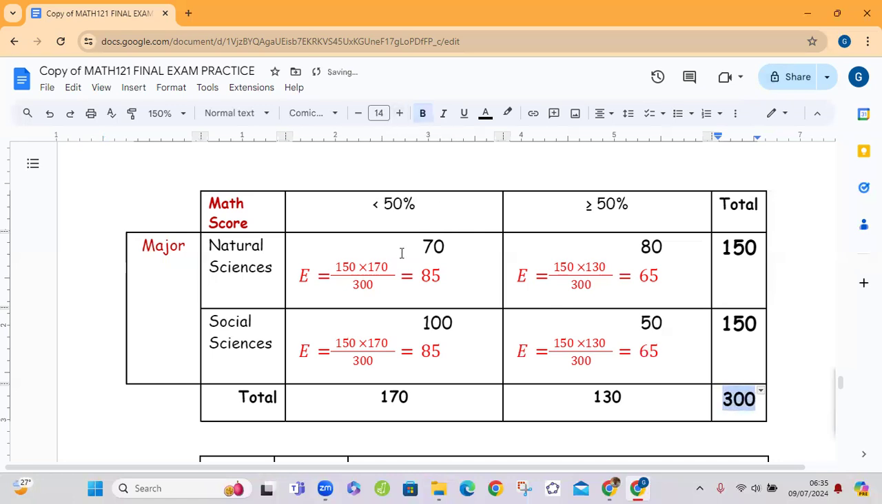So now for the expected value of 70, it will be 150 times 170 divided by 300. For the observed value of 80, it will be 150 times 130 divided by 300. For the observed value of 100, the row total is 150, column total is 170, so it's 150 times 170 over 300. And for the expected value of 50, the row total is 150, the column total is 130, so 150 times 130 divided by 300 to give us a value of 65.